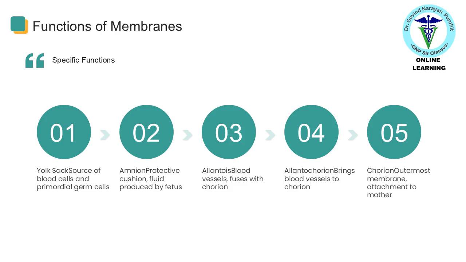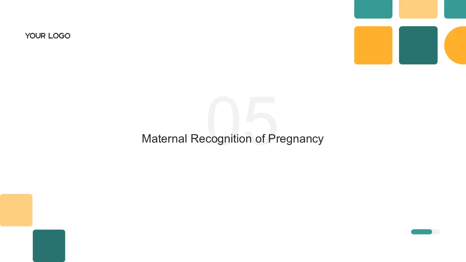Each membrane has a specific function. The yolk sac is the source of blood cells and primordial germ cells. The amnion provides a protective cushion for the fetus. The allantois is involved in blood vessel formation and fuses with the chorion, which is the outermost membrane that attaches to the mother. Next, we will discuss how the maternal body recognizes pregnancy, a crucial step for successful gestation.